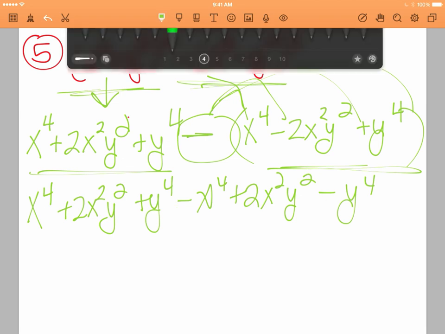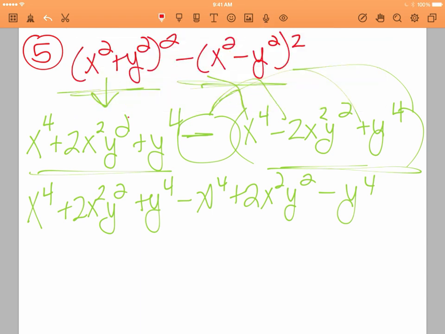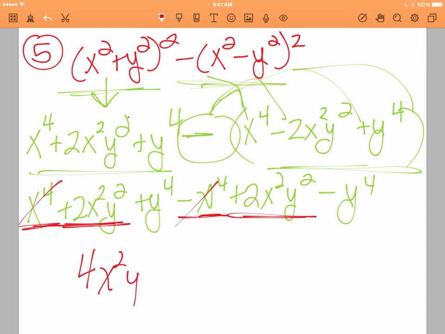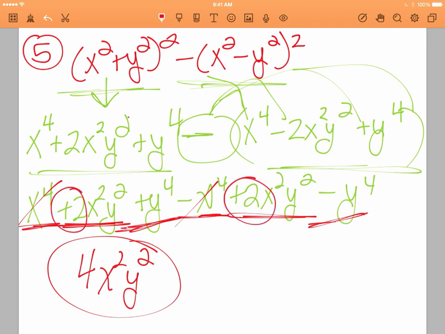Now, look for like terms. X to the 4th minus x to the 4th goes to 0. 2x squared y squared plus 2x squared y squared becomes 4x squared y squared. And then plus y to the 4th minus y to the 4th is 0. So your final answer is 4x squared y squared. Remember, when you have like terms, you just add the coefficients in front. The exponents on the variables stay the same.